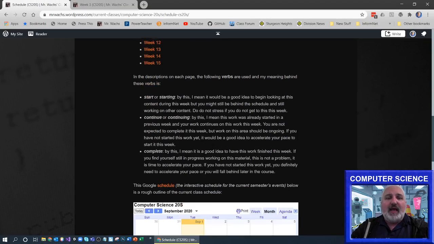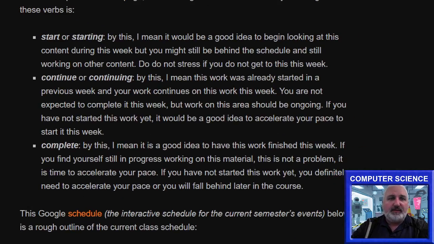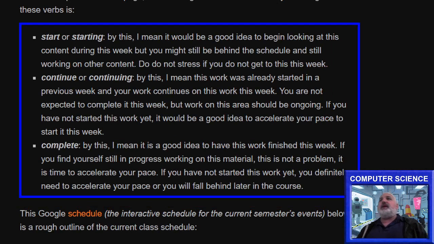And the last thing I want to cover on this page is some of the specific words I use in each week describing some of those things. If you see me use the word start or starting, that would mean that in that week, it's a good idea that you should probably be beginning that piece of content. So if it says you should be starting looping problem 4, that means this is a good idea this week to get going on that assignment. If you're not quite there yet, don't stress it too much, but it does give you an idea about where you should be that week.